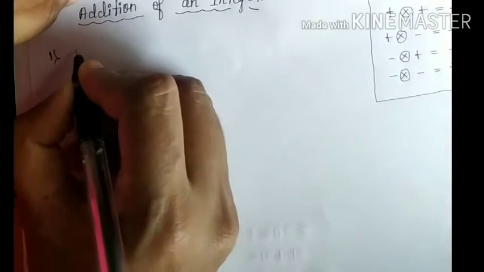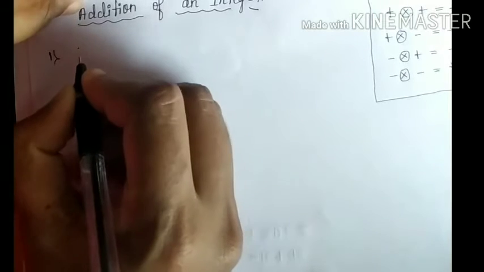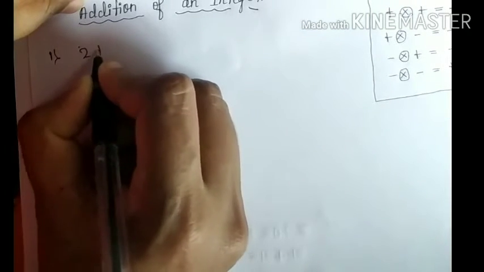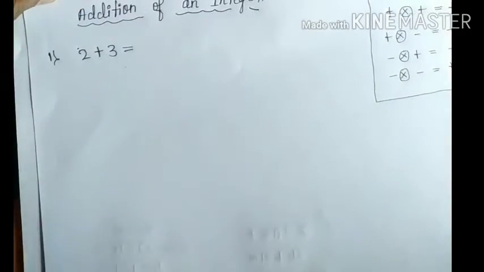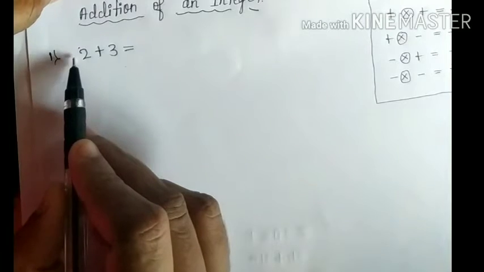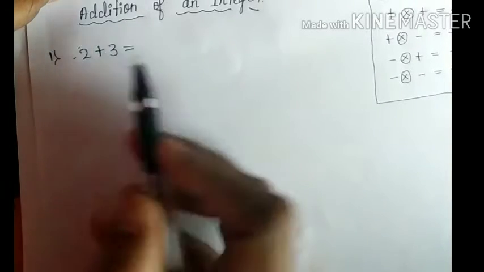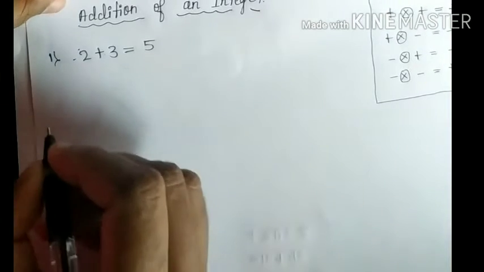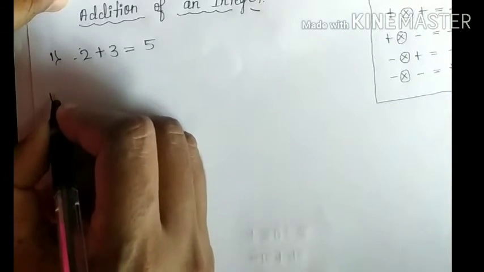See here, first we add any two numbers. I will take both positive numbers, okay? 2 plus 3. So it is very easy. This one also has a positive sign, this one also has the positive sign. So positive is positive only. Plus 5. Okay.